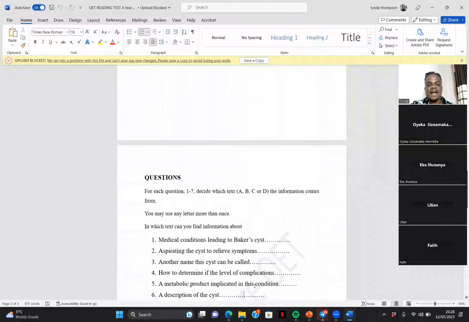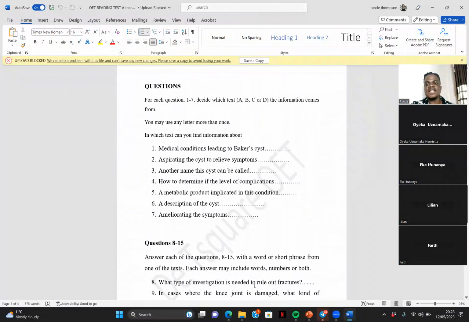Now, having this at the back of our mind, let's see if anyone can guess where we'll go for the answer. Let's start from question number 1. Medical conditions leading to Baker cyst. For each question 1 to 7, decide which text, A, B, C, or D, the information comes from. You may use any letter more than once. So here, 1 to 7 is a matching kind of question. You should be able to know where that text is coming from.